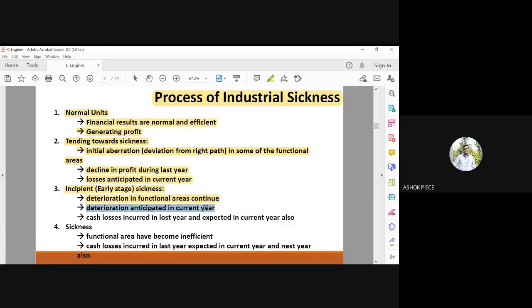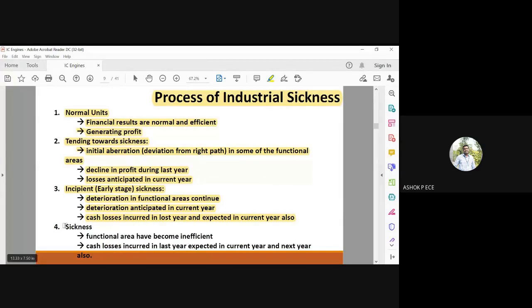Deterioration anticipated in the current year. Last year also there was some deviation. It was not properly answered, and this year also you are expecting some deviation. Cash loss incurred in the last year and expected in the current year also. Last year you had a heavy cash loss, and this year also you are forecasting that the cash loss might be high.